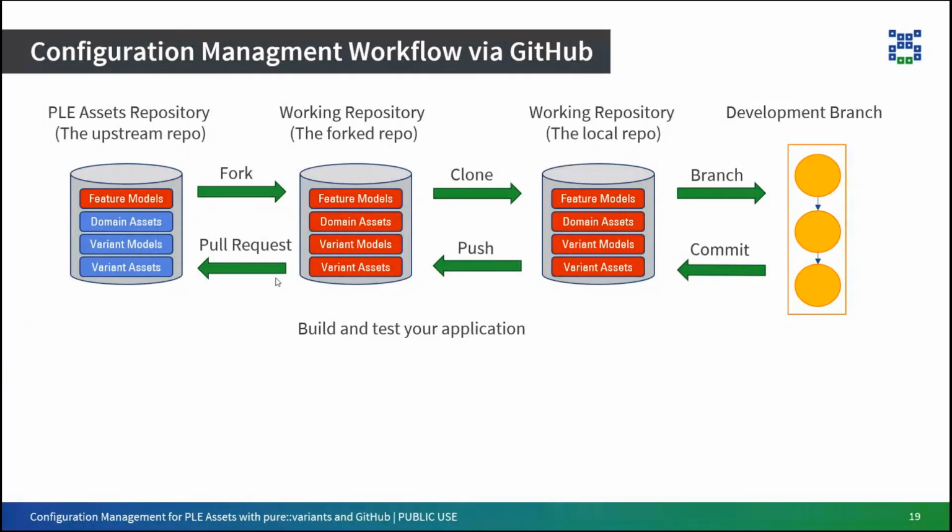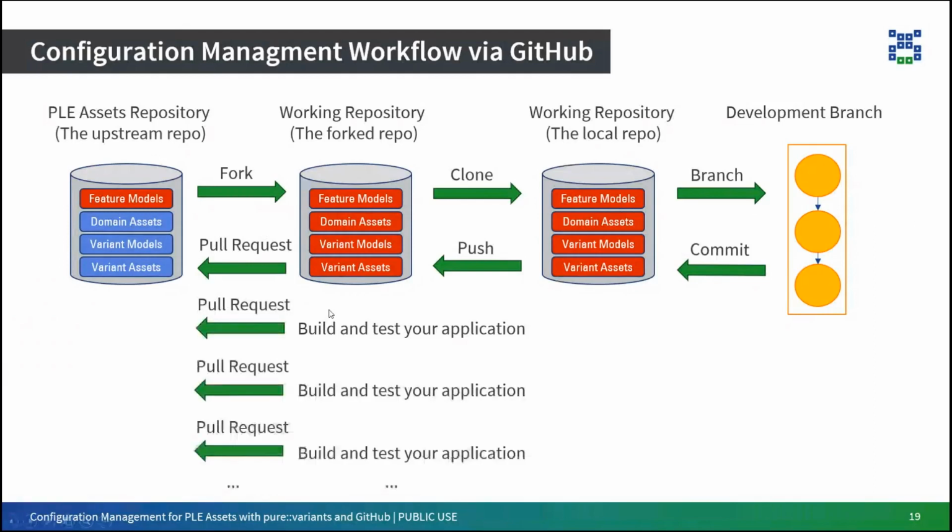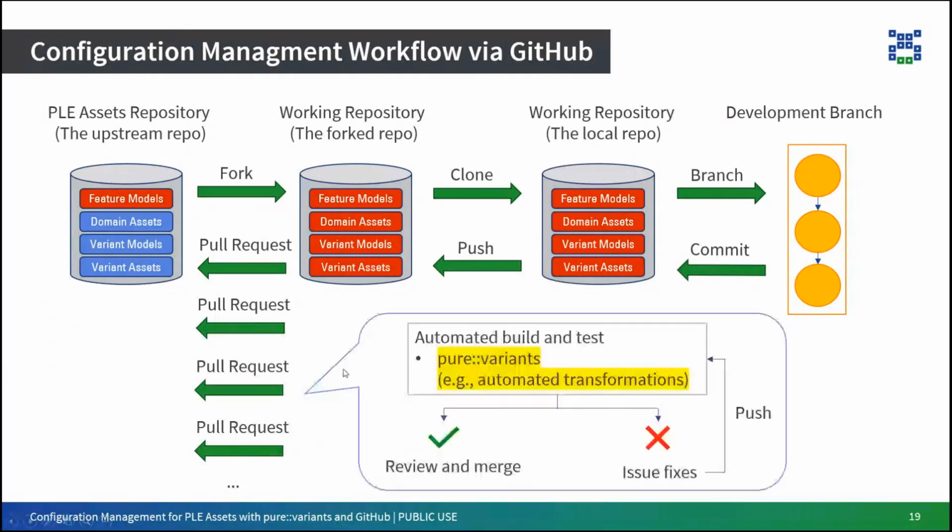If you manually do the build and test, it takes a lot of effort because you may have lots of pull requests each day. Actually, it is possible to automate the build and test, for example, using GitHub Actions. The key part highlighted here is that pure::variants can also be integrated into the automated build and test. For example, the transformations can be automatically done with the Ant script. That is to say, when a pull request is created, the variant assets can be automatically derived to make the build and test. If it passes the automated build and test successfully, the maintainer can review and merge the changes back into the PLE Assets repository.